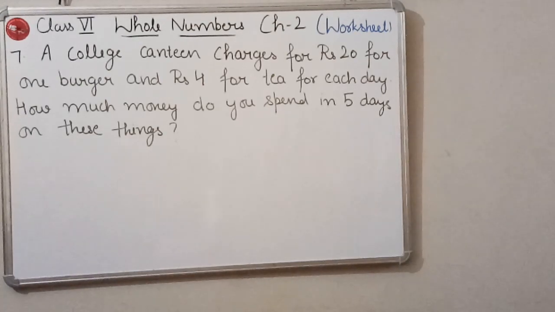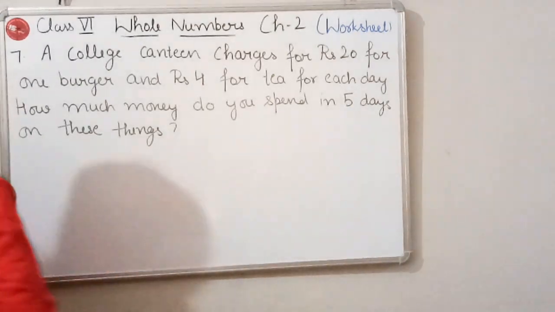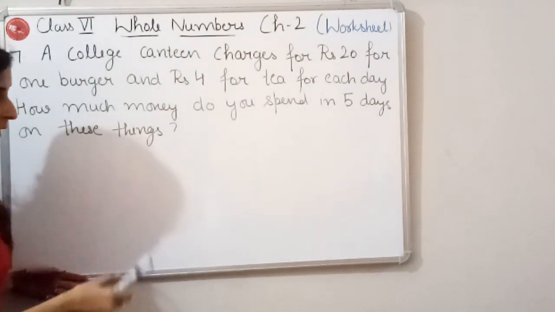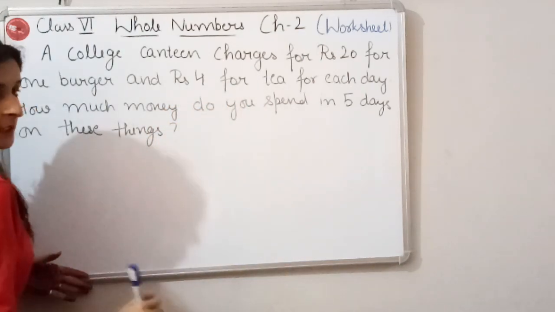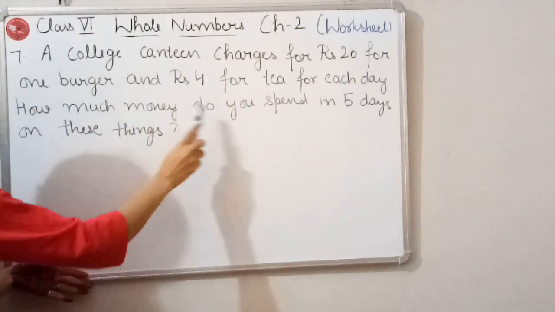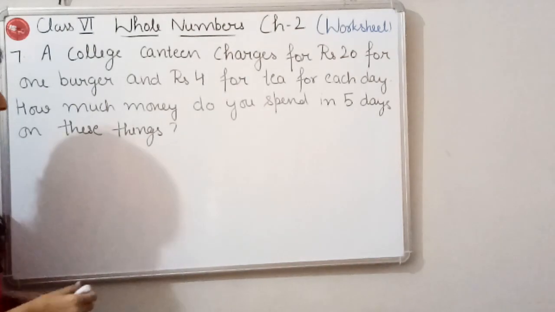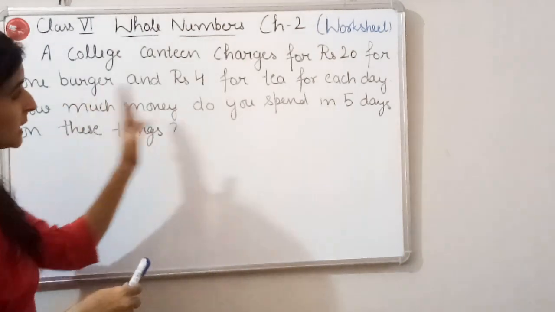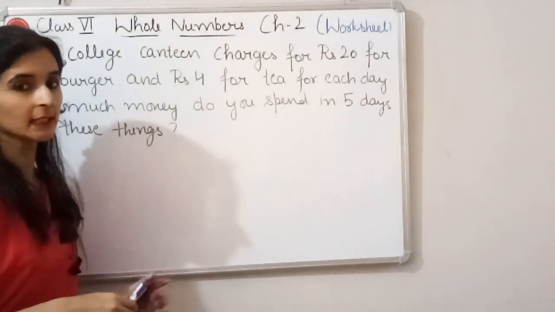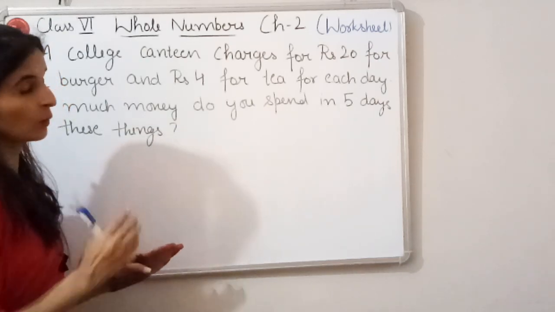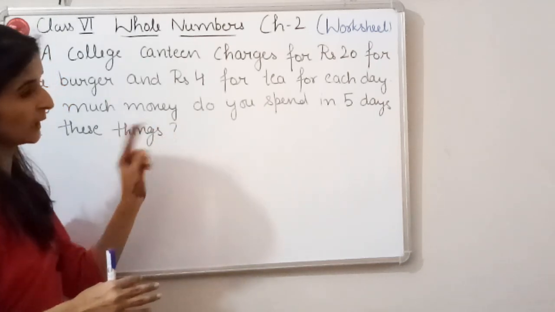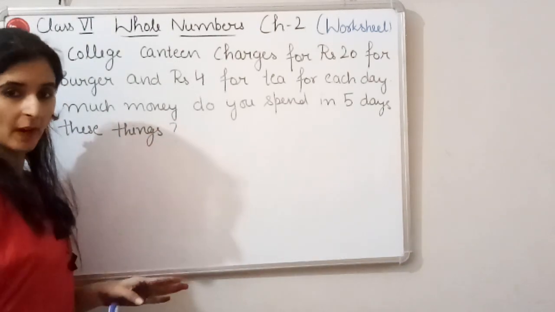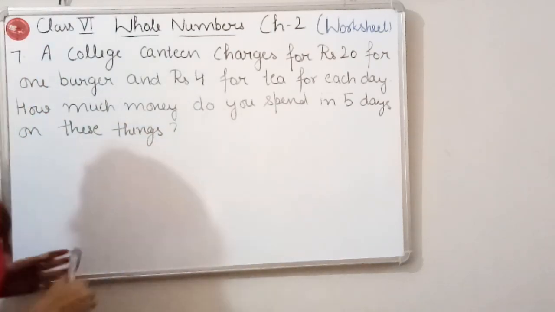Our next question is question number 7. Question number 7 is, a college canteen charges ₹20 for one burger and ₹4 for tea for each day. How much money do you spend in 5 days on these things? Okay children, so we have been given the charges for one burger and the charges for a tea. Okay, so we can find out the total charges for one day. Now we have to find out the total money spent in 5 days. Fine.